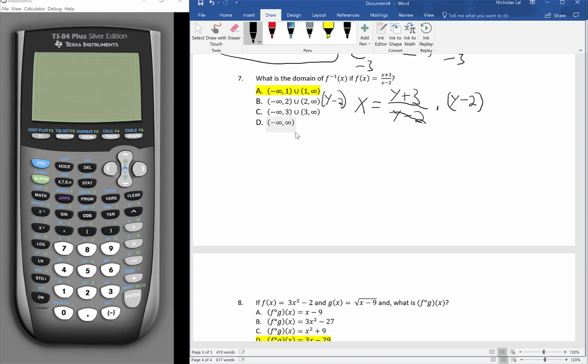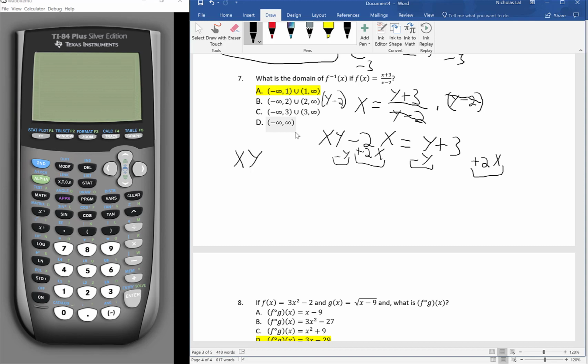Multiply it out. On this side, it's going to cancel. And here, x times y minus 2 becomes xy minus 2x is equal to y plus 3. Now, our next step is to isolate all of the terms with the y and get them on one side of the equation, and then get all other terms that don't include the y to the other side of the equation. So we will have xy. We're going to have to add 2x to each side and then subtract y from each side in order to get all the y's on one side of the equation, all the x's on the other side.